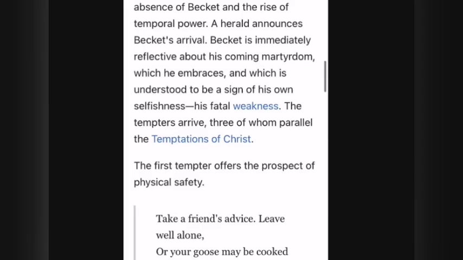Now the first tempter offers the prospect of physical safety. The first person was trying to tell him, in an excerpt that says, take a friend's advice, live well alone, or your goose may be cooked and be eaten to the bone. So he came and told the priest that he should leave, since I think this man, Thomas Becket, was not standing for what the rebels were about to do. Because of that, they planned on killing him.